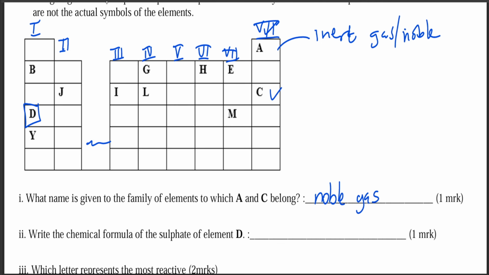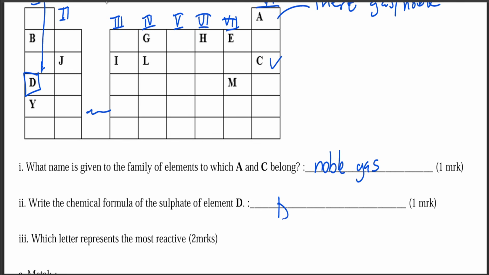Write the chemical formula of the sulfate of element D. Element D iko katika group 1, so valency ya D, the valency for D is 1. The valency for sulfate is a radical, the valency for sulfate is 2. So at the end of the day, D itachukua 2, sulfate itachukua 1, and therefore it will be written as D2SO4.